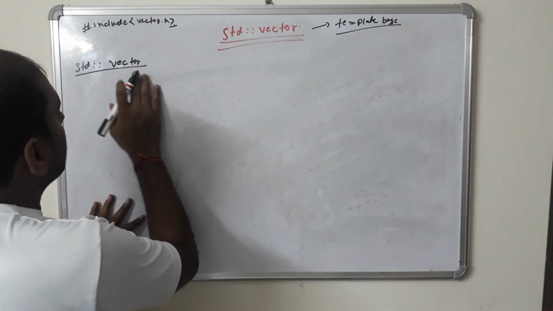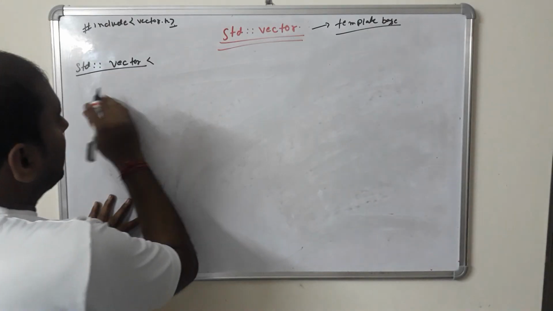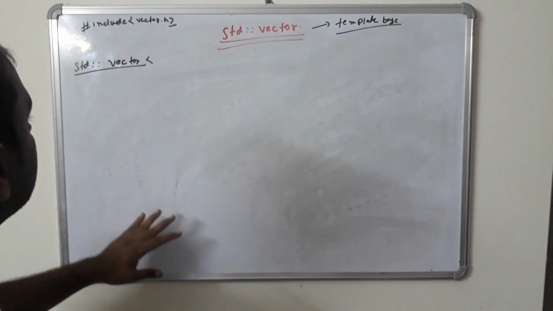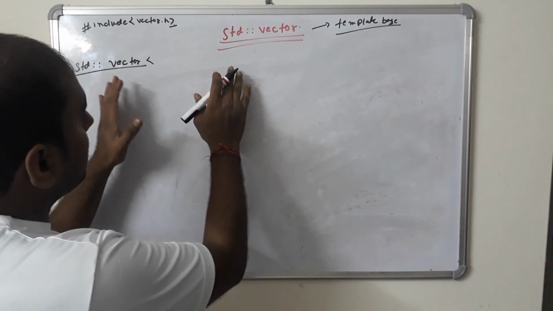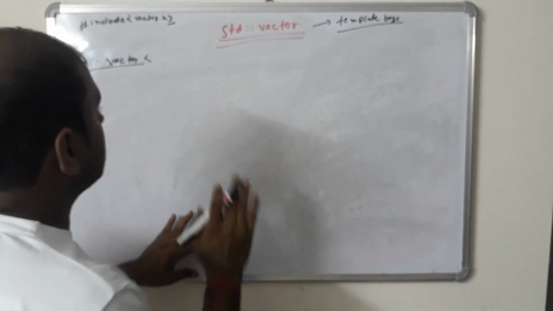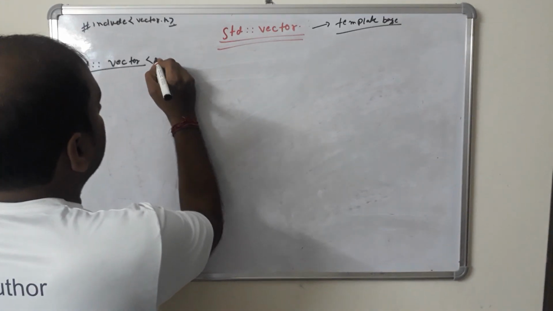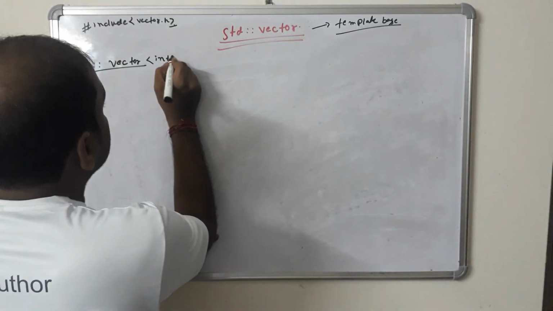Now this is the std::vector. As I already explained, vector is a template class. Here I am creating an object of the vector class. Vector is template based, so here you must provide the data type. Let's say I have created an integer vector.